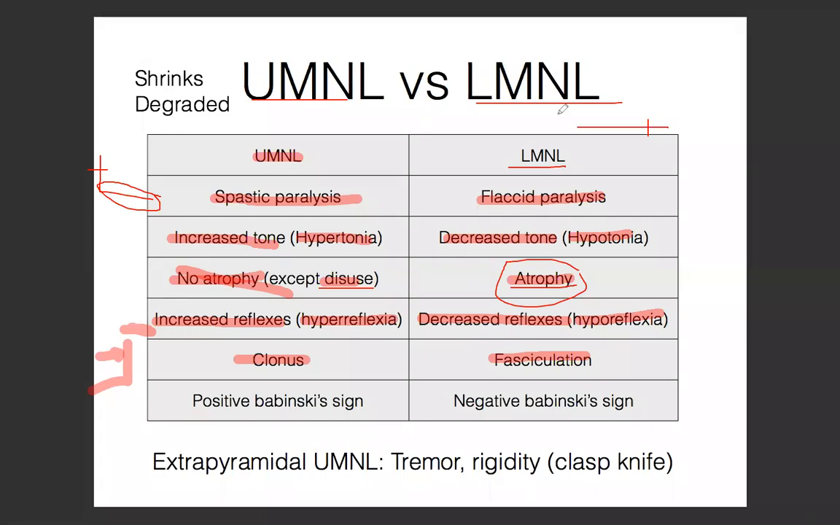Let me repeat again. An upper motor neuron, we said, has spastic paralysis. So the paralysis of it is really strong. The muscles are really tense. Here there is increased tone, so again, it's really tense: hypertonia. The tone of the muscle is really strong. We call it hypertonia, and there is no atrophy except due to disuse. So if you're not using the muscle, it'll start to atrophy but not as much.